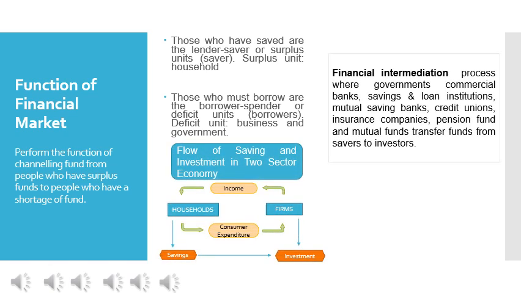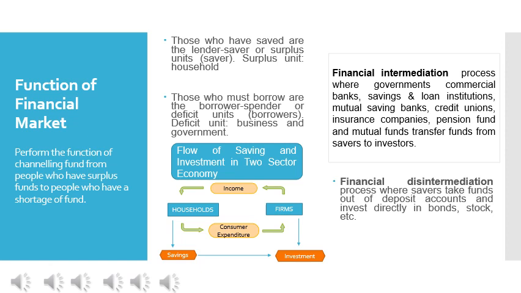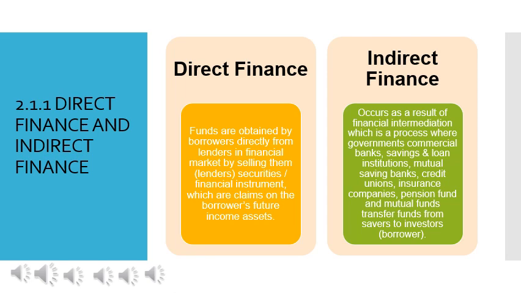Financial intermediation is a process where governments, commercial banks, savings and loan associations, mutual savings banks, credit unions, insurance companies, pension funds and mutual funds transfer funds from savers to investors. Financial disintermediation is a process where savers take funds out of deposit accounts and invest directly in bonds, stock and others. Now we look to direct finance and indirect finance.